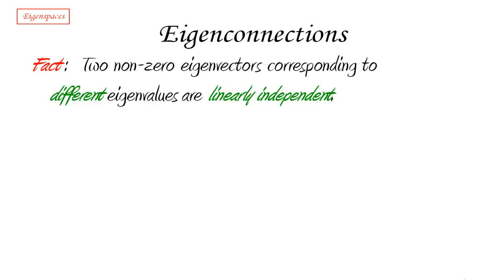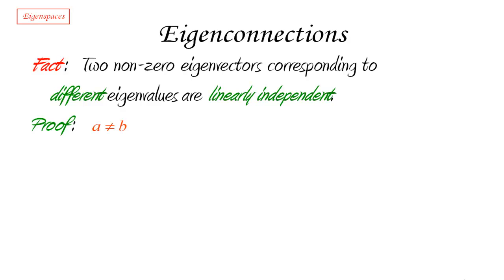Okay, so if I take one eigenvector for one eigenvalue and another eigenvector for another eigenvalue, and of course I don't pick them to be zero, otherwise this couldn't possibly be true, but under those conditions, then those two vectors have to be linearly independent. Here is the simple proof.